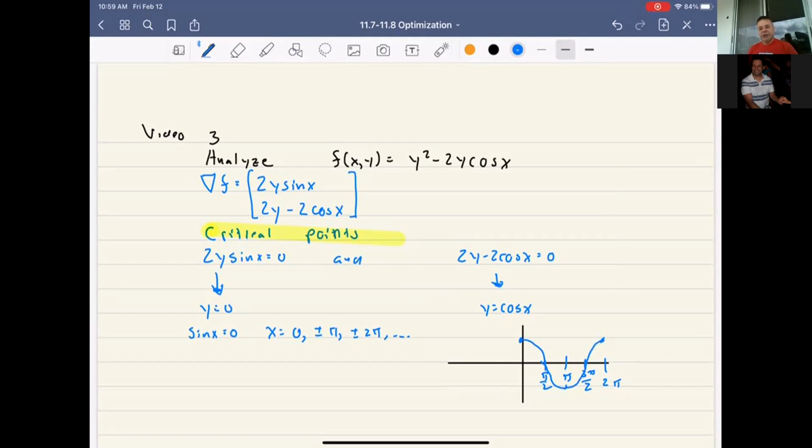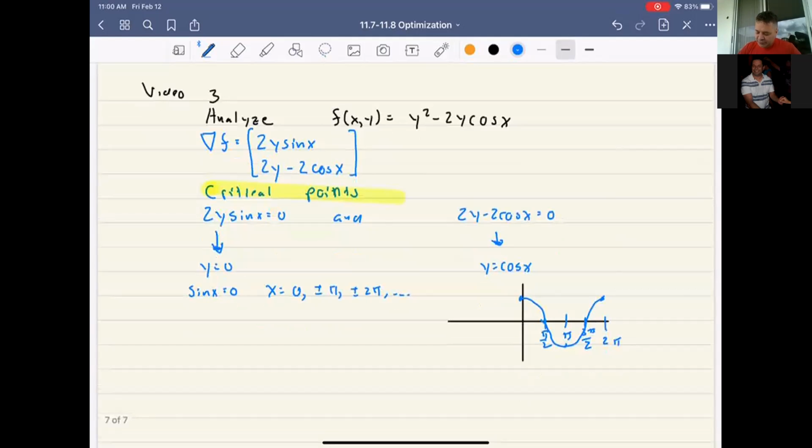Okay, so let's start looking at some of these points. We're going to just look at one period. That'll give us enough, I think. Okay, so critical points, and we'll take x between 0 and 2 pi. So if x is 0, okay, well, x 0, y 0 is going to work, right? So 0, 0 is going to work.